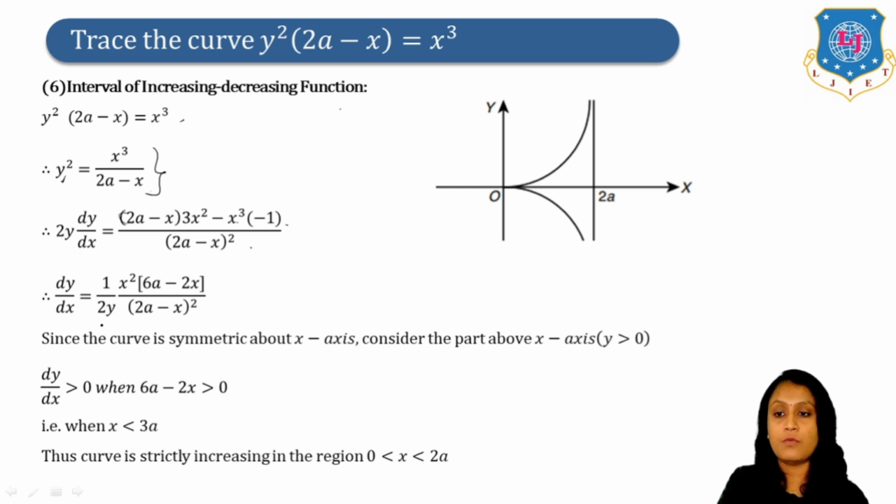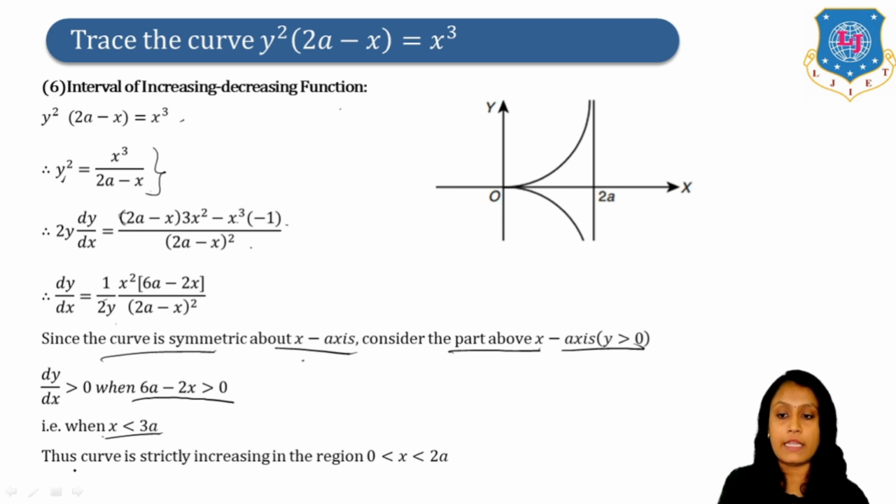Simplify this and bring 2y over here, so dy by dx is 1 upon 2y, taking x square common, x square into 6a minus 2x upon 2a minus x whole square. Now since this curve is symmetric about the x-axis, we'll consider the part above the x-axis, that is y greater than 0. The whole square is always greater than 0, and x square is also greater than 0. So what we need to see is that when 6a minus 2x is greater than 0, dy by dx is greater than 0, that is when x is less than 3a.